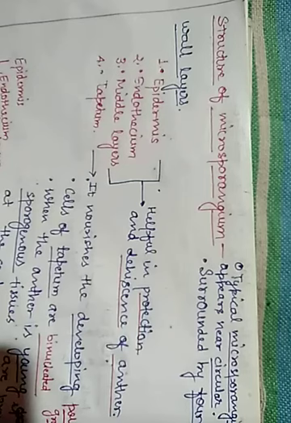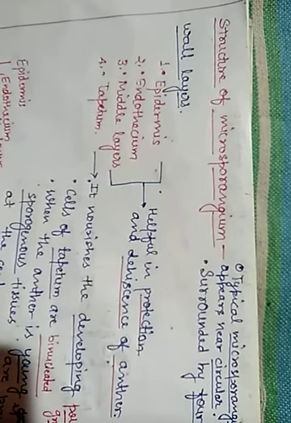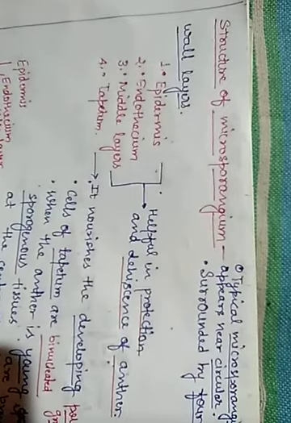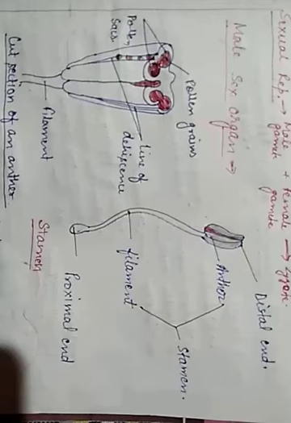Students, in the last class we have studied about structure of flower as well as structure of stamen. Today we will start a new topic. What is it? It is structure of microsporangium. Let's find out where the sporangiums are located.